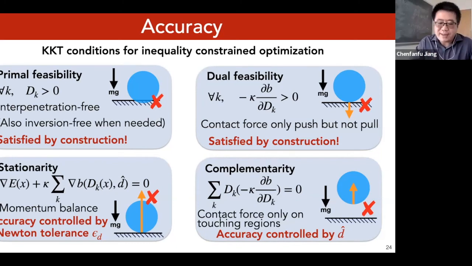So what's really exciting here is that the accuracy of force equilibrium, the momentum balance, and the contact complementarity are fully decoupled. And even if we request less accurate results, especially for graphics, there will still be no interpenetration or no pulling forces. So this gives us a lot of flexibility.